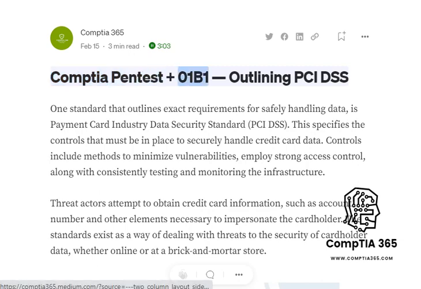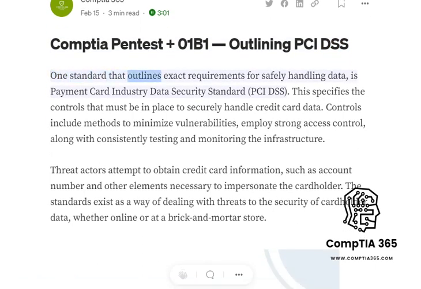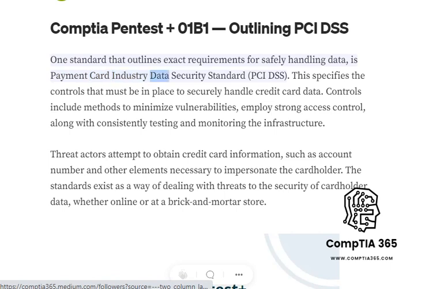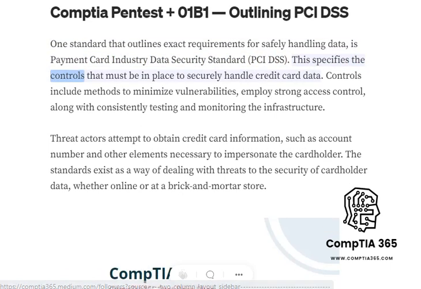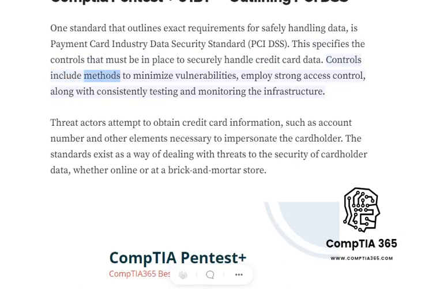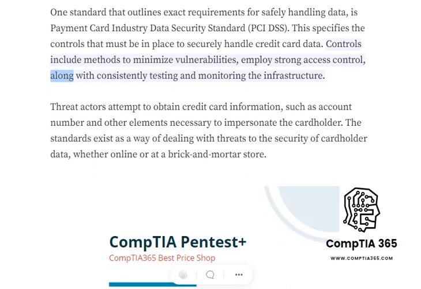CompTIA PenTest+, outlining PCI DSS. The standard that outlines exact requirements for safely handling data is the Payment Card Industry Data Security Standard, PCI DSS. This specifies the controls that must be in place to securely handle credit card data. Controls include methods to minimize vulnerabilities, employ strong access control, along with consistently testing and monitoring the infrastructure.